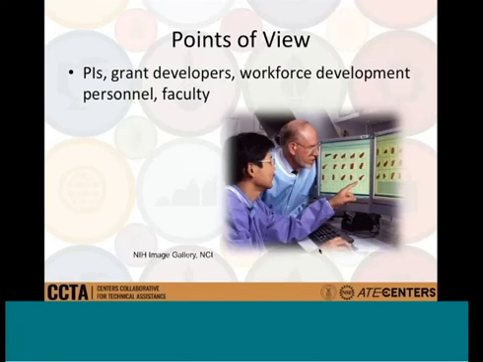So what's the point of view today? Well, out there listening are PIs, grant developers, workforce development personnel, faculty. That's who this is for, but it's probably not for the people who day-to-day use things like Burning Glass Technologies. They know much more about this than all of us, so it's not really targeted for them. It's targeted for us who don't know as much, at least at this point.